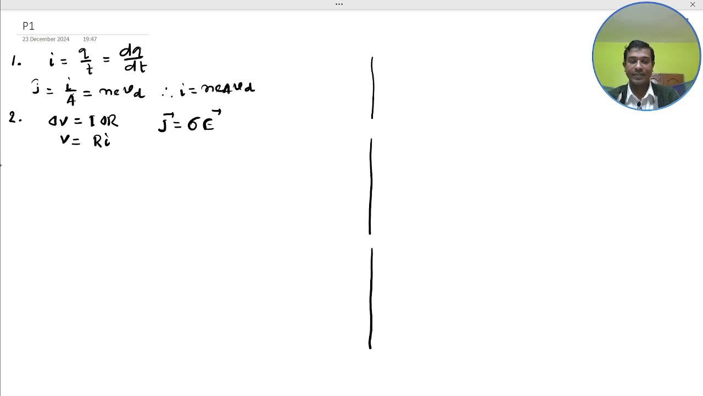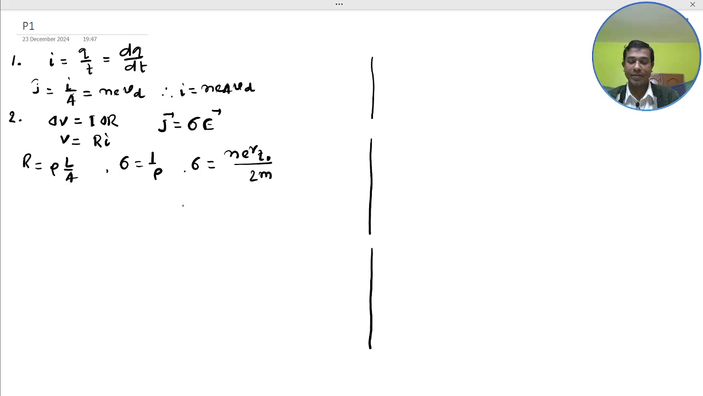For the resistance of a conductor of cross sectional area A and length L, the resistance becomes R equal to rho L by A. The relationship between sigma and rho is sigma equal to 1 by rho. For a metallic conductor, sigma is n e square tau naught by 2m, where tau naught is the relaxation time.